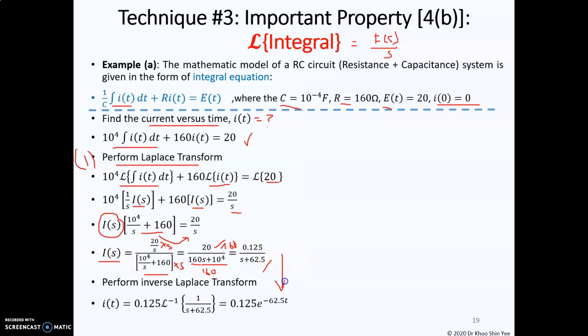We have to perform the inverse Laplace transform to get your i(t). In this case, 0.125 is a constant, we can take it out. So you have the inverse Laplace transform for 1 over s plus 62.5. Based on the formula 1 over s minus a, you know that your a is equal to negative 62.5. With that, we can find the time domain to be exponential at, where your a is equal to negative 62.5.